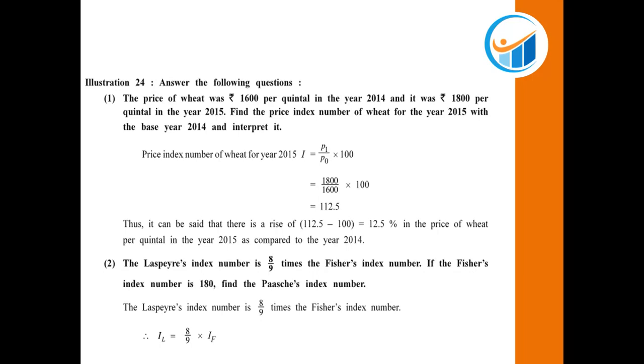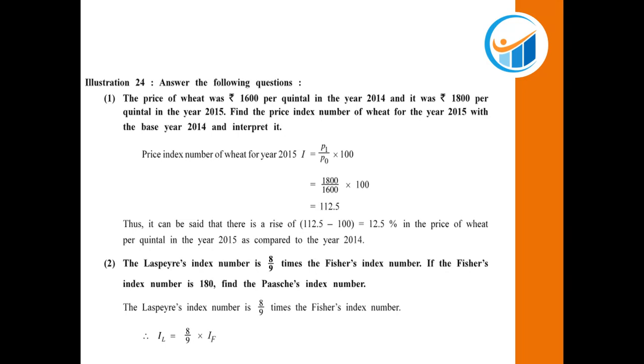The first question we try to understand is: answer the following question in section C. It will be asked like this: the price of wheat was 1600 rupees per quintal in the year 2014, that is the price of the base year, and it was 1800 rupees per quintal in the year 2015. Find the price index number of wheat for the year 2015 with the base year 2014 and interpret it. Now, interpret means compared to the base year, how many percentage increase in the price of wheat compared to the base year.